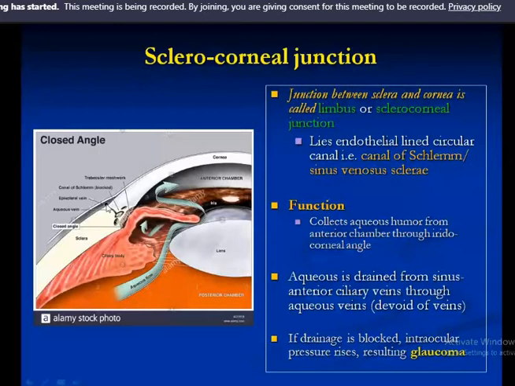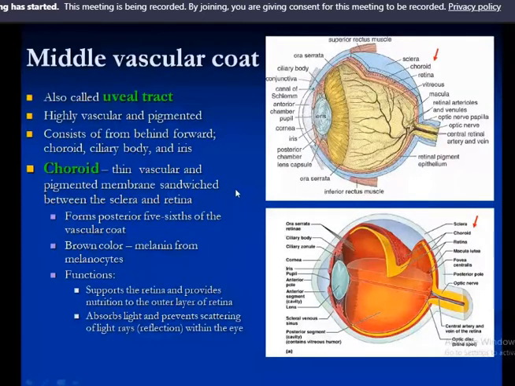The next one is the medial vascular cord. So the medial vascular cord is also known as uveal tract. So the uveal tract में के पर्छ? Uveal tract consists of choroid. It consists of ciliary body and the iris. So the iris, ciliary body, and the choroid is combinedly known as the uveal tract, which is highly vascular and pigmented. Now first we'll move to the choroid part.